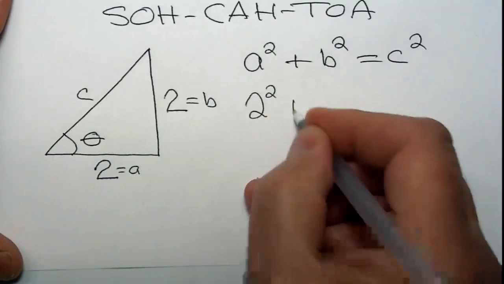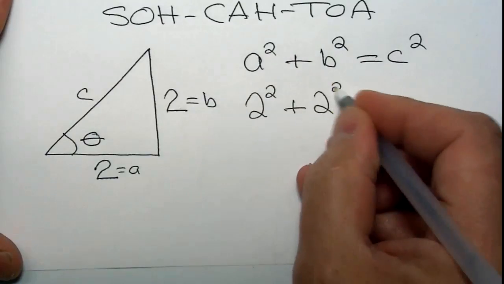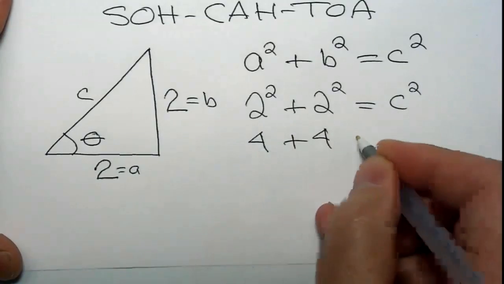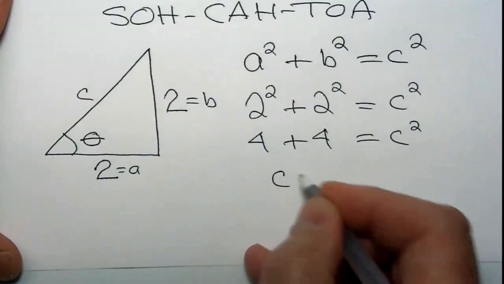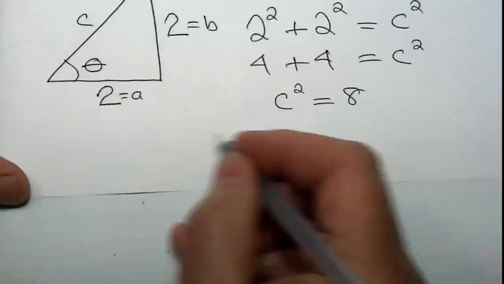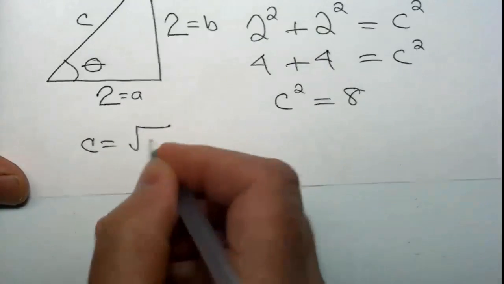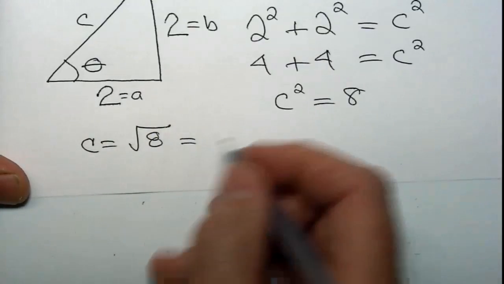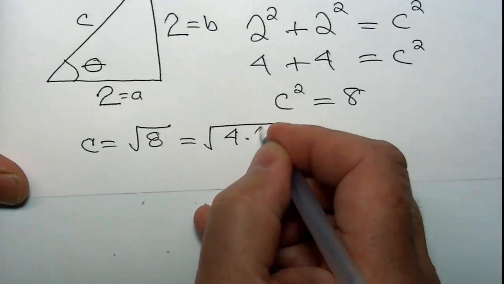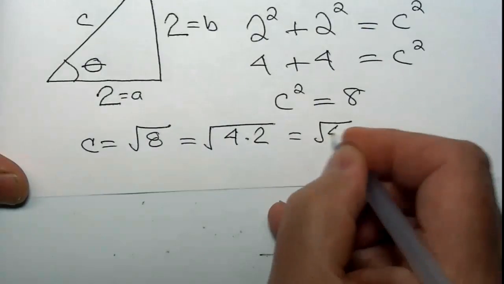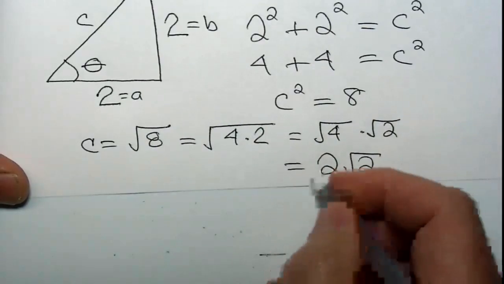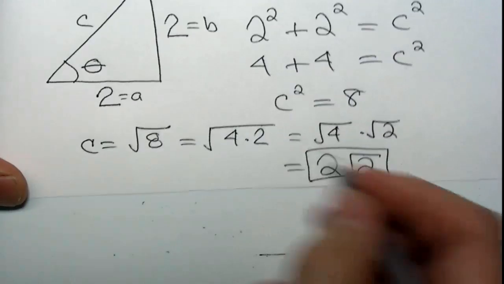So A squared will be 2 squared. B squared will also be 2 squared, and we don't know C squared just yet. 4 and 4 make 8. So C squared is actually 8. And therefore C itself is the square root of 8. Don't leave a square root if there's a perfect square hiding in there. So go ahead and let's factor that out. 4 times 2. Each one gets their own square root. And it's 2 square roots of 2. Now I can go up here and label that.